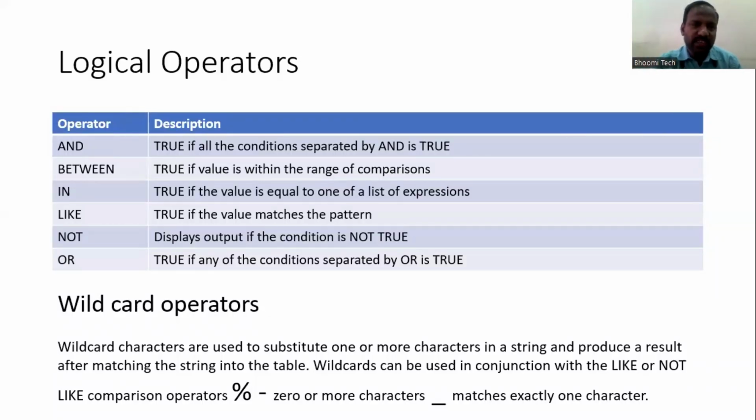In the last class, we have seen logical operators and wildcard operators. So we have practiced with the select statements and between, in, like, not, and or operators. And we also saw wildcard operators. These wildcard operators are used in strings and characters. The modulus operator is used for zero or more characters, and underscore is used for exactly one character.